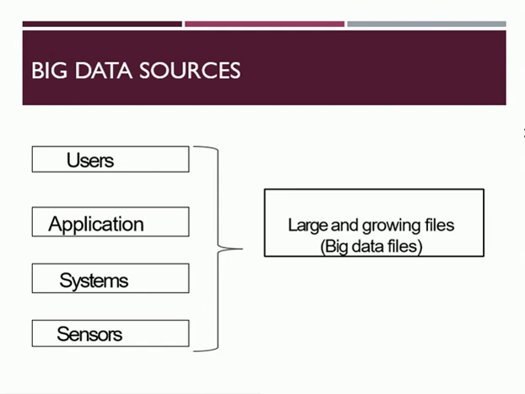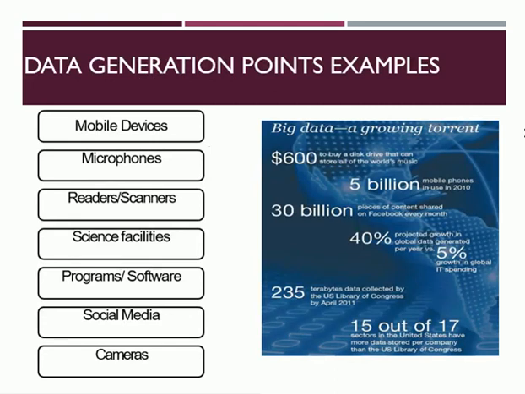So it is largely growing files, and they are becoming big data files, which will become fast data files when we move into the future, because the size of files is increasing day by day. And for that we have to implement new systems, and for those systems we have to work properly on the processing power. When we are talking about different big data sources, the biggest examples are mobile devices, microphones, readers, scanners, science facilities, programs, software, social media, and cameras. Other than that, if you are talking about different sectors, most of the data is generated by different companies.